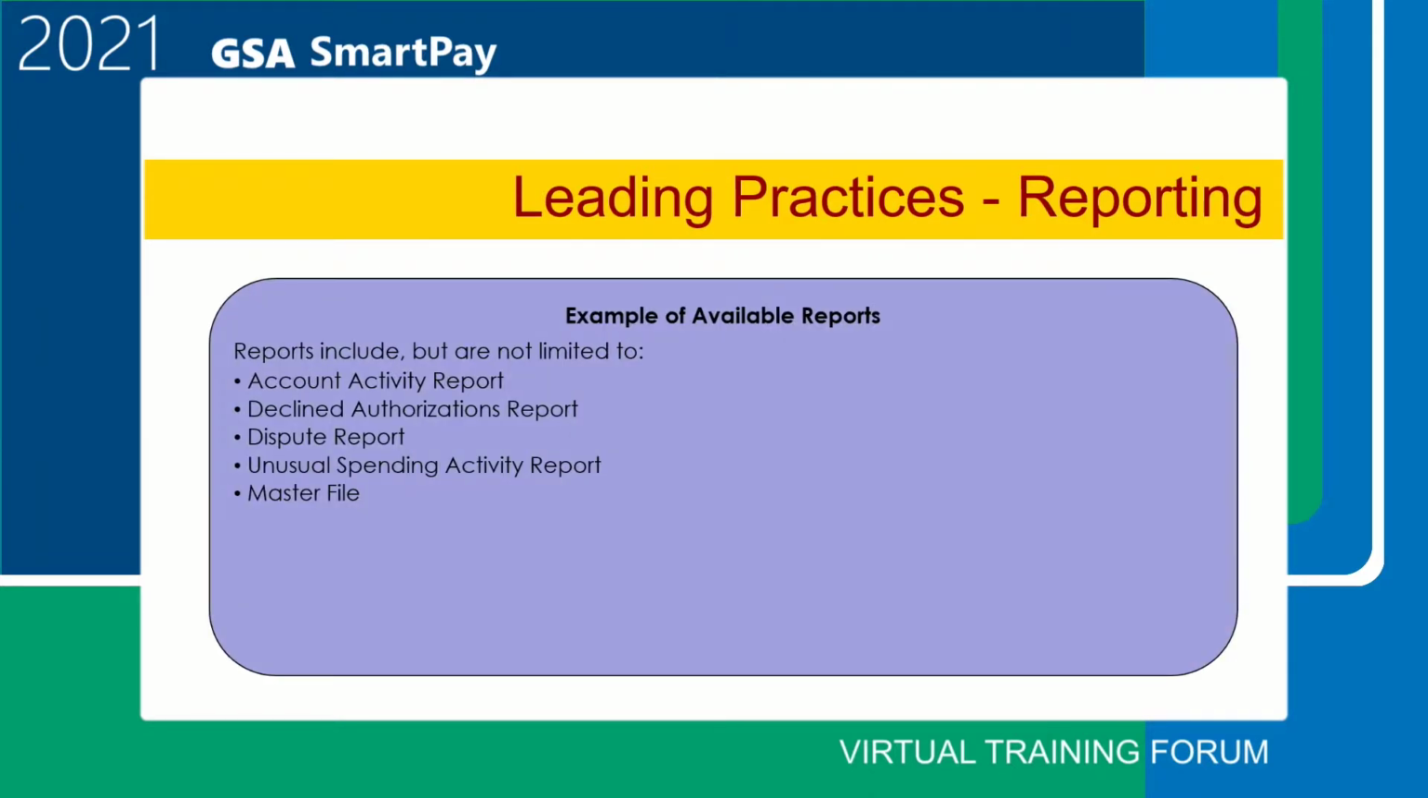All right, so just some examples of reports here. Account activity report, declined authorizations, dispute reports, unusual spending activity, and of course the master file, which pretty much gives you everything. So the declined transaction report, they all have it. You should be able to see that. If you go in there, you might see a bunch for PIN failures, but it's still something to keep an eye on. If it's a new driver, maybe they just didn't know what the PIN was or they forgot it. But it also could be somebody got hold of it and is trying to use it.